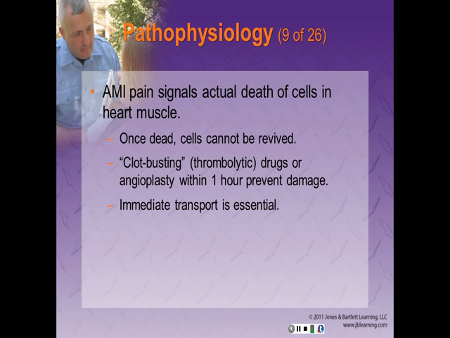By opening the coronary artery with either clot busting, also called thrombolytic drugs, or angioplasty, which is the mechanical clearing of an artery, this can prevent damage if it is done within the first hour after the onset of symptoms. Immediate transport is essential, and it is more likely to occur in the left ventricle as it is more muscular than the right, so it does require more blood and oxygen.